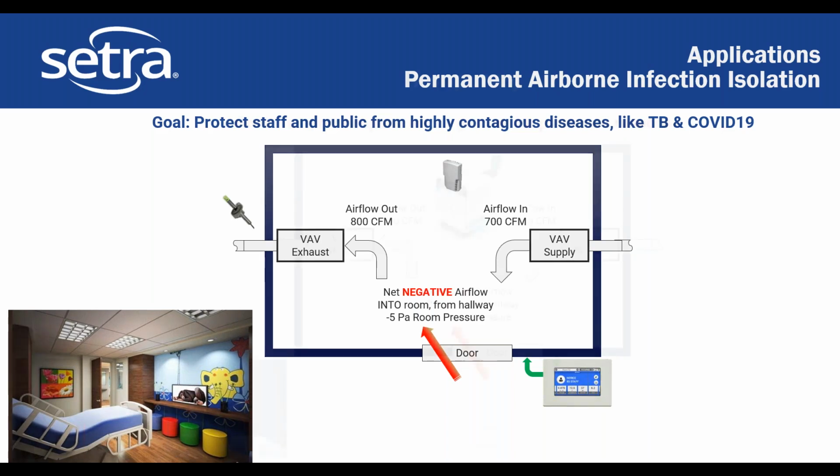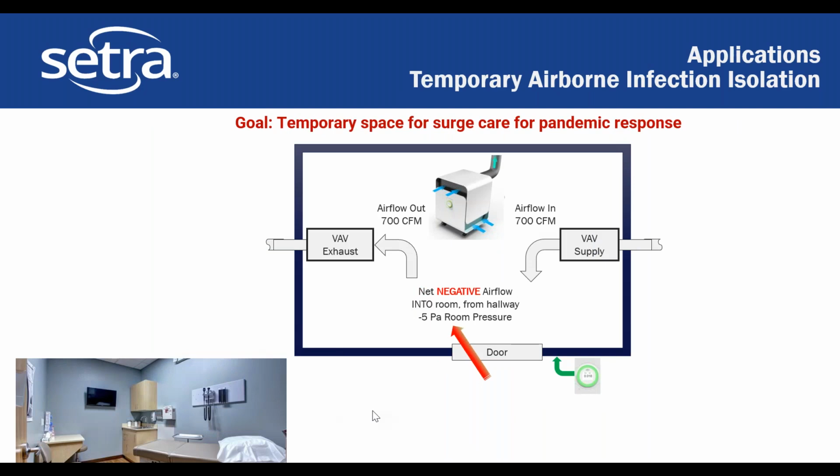All right. The next one is actually specific to pandemic response. This is a temporary airborne infection isolation space. Now, this, as we noted, is not in the ASHRAE standard, but this is something that's coming up more and more. In this instance, we have a room that was originally built for balanced airflow, but we need to make it negative airflow. So what we've implemented here is an AirWatch unit that we produce, which is an air purifier and negative room generator.